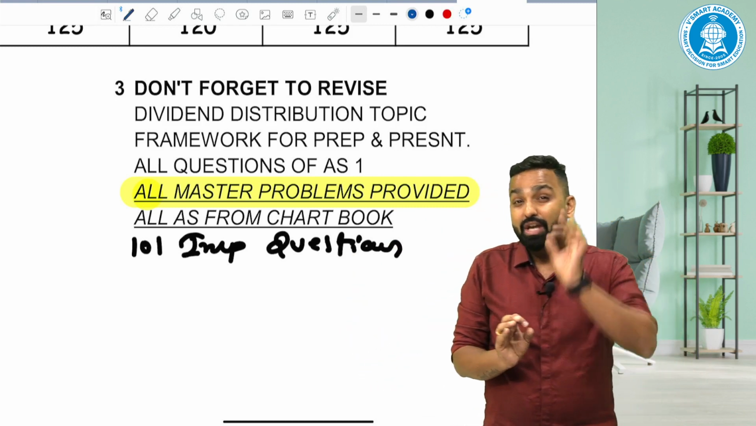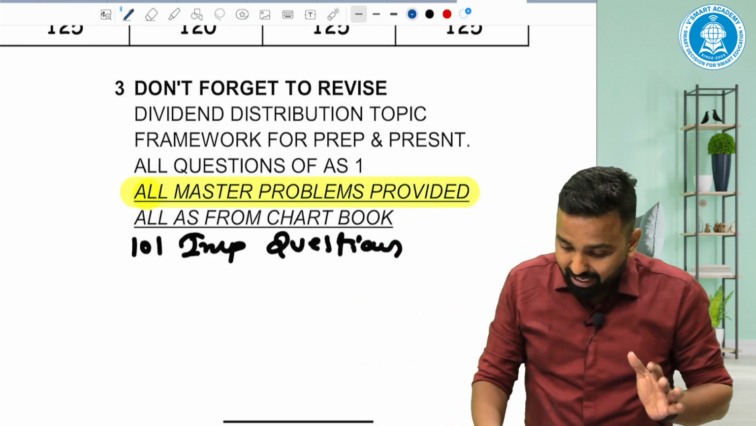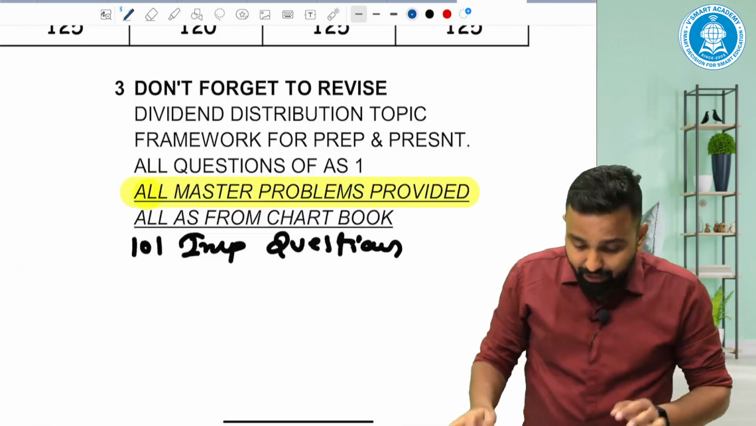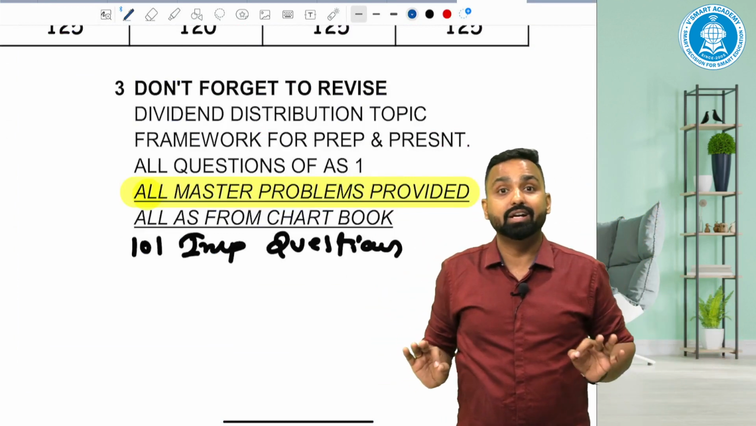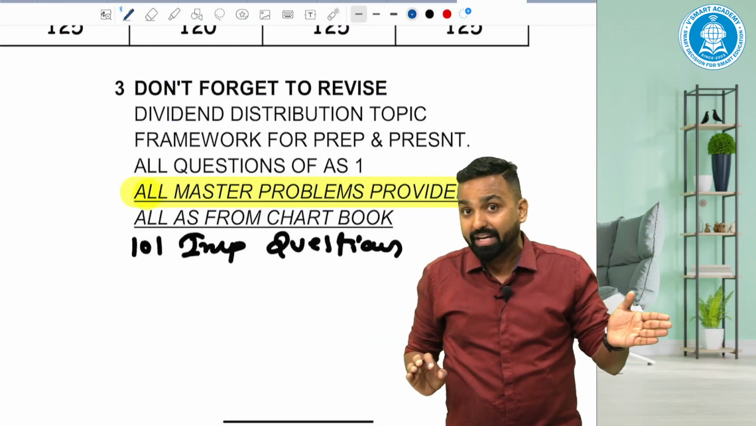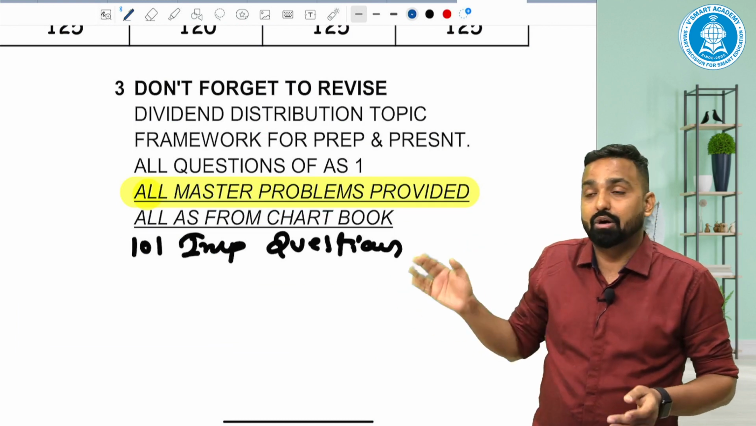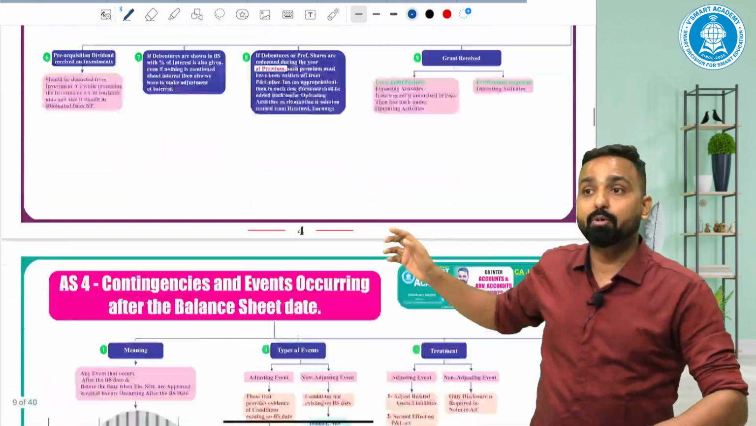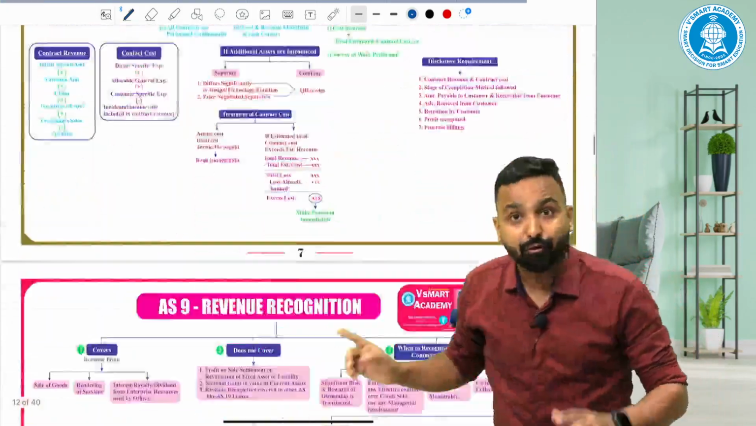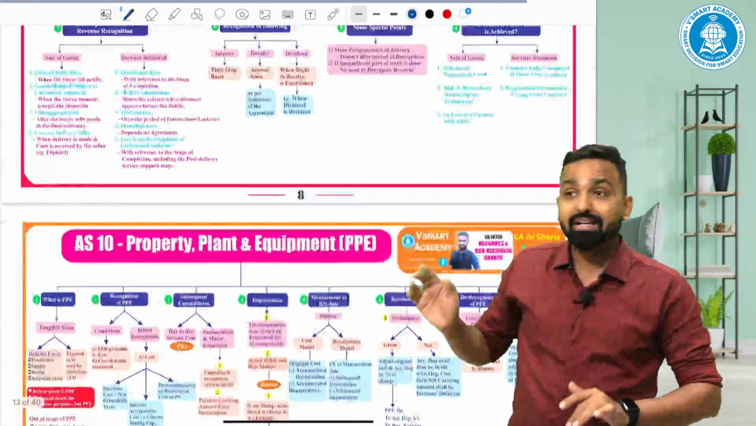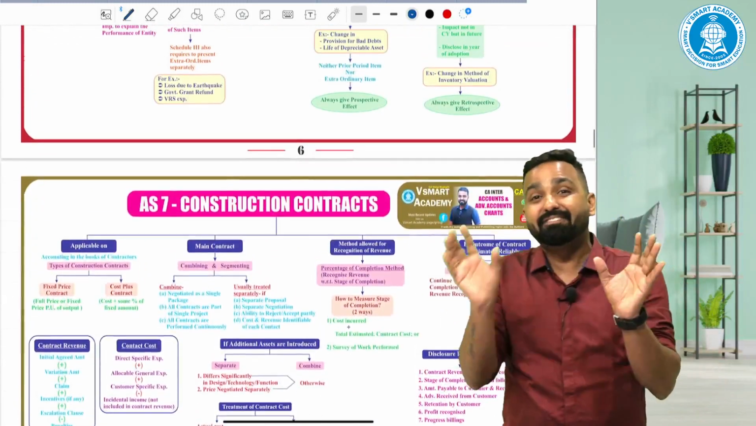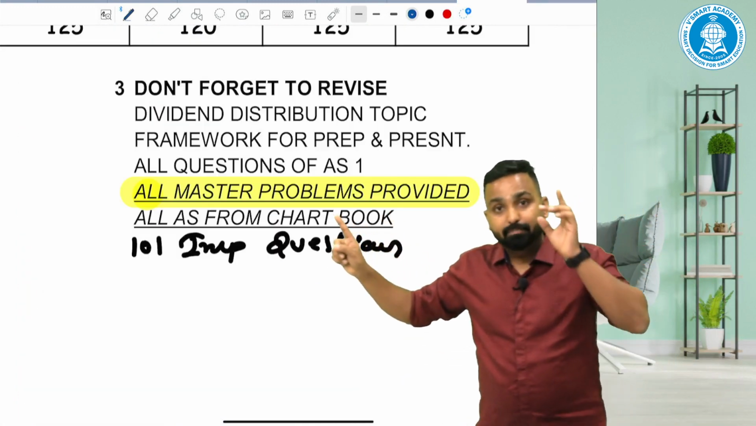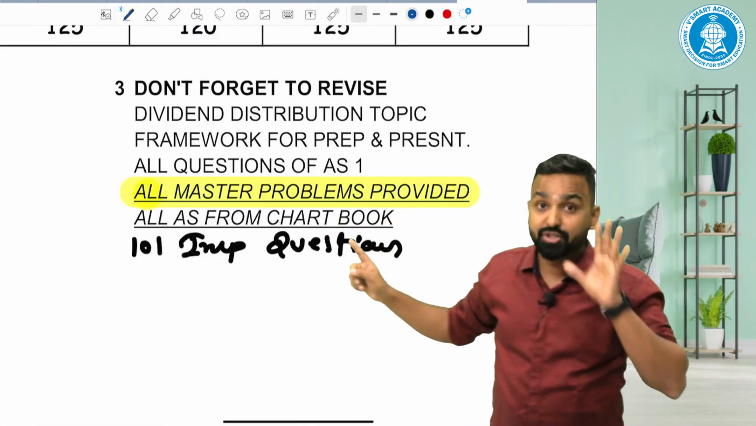Now, last but not least, if you have my chart book, what is the chart book? This chart book. If you have my chart book, then don't forget to revise all accounting standards, even accounting standards of Group 1 accounts and Group 2 advanced accounts. Don't forget to revise all the AS from that chart book, because the chart book covers all the accounting standards in summary form, in 1 or 2 pages, and this will definitely help you to cover each and every point of all the AS. So don't forget to revise all the accounting standards from this chart book.